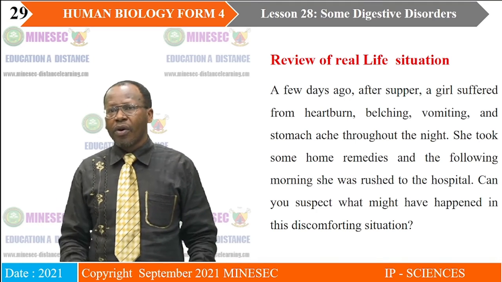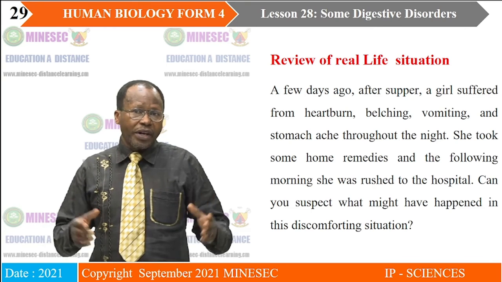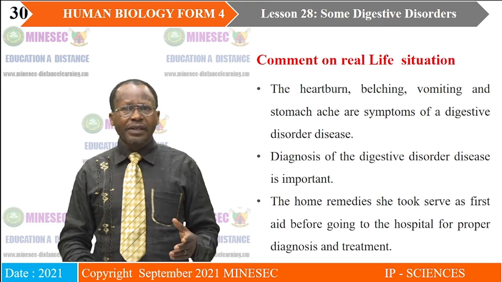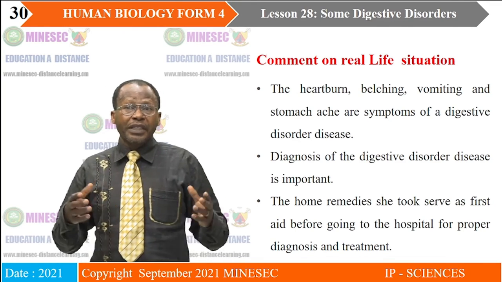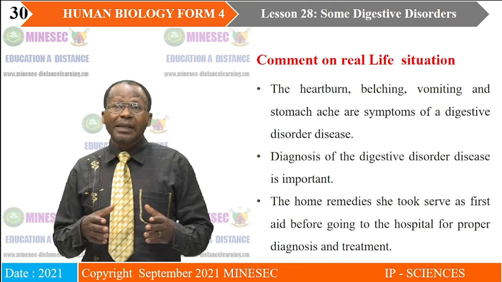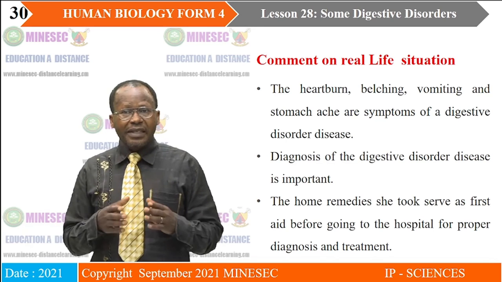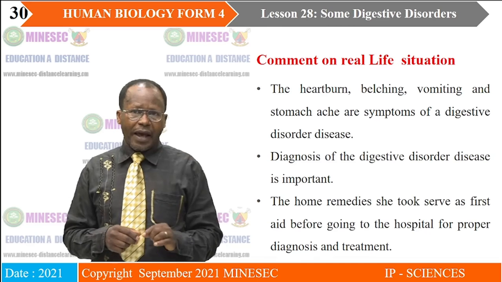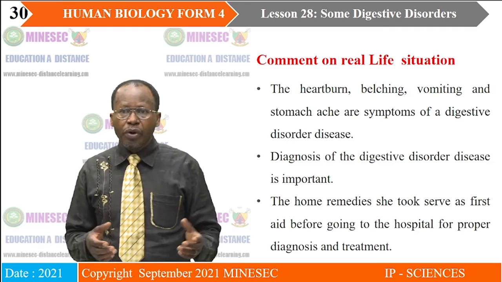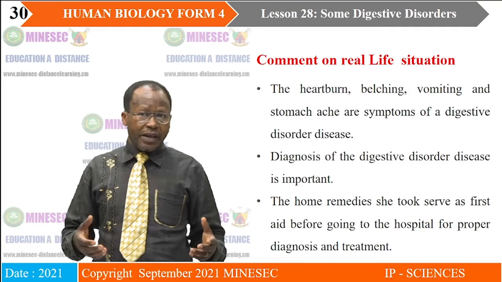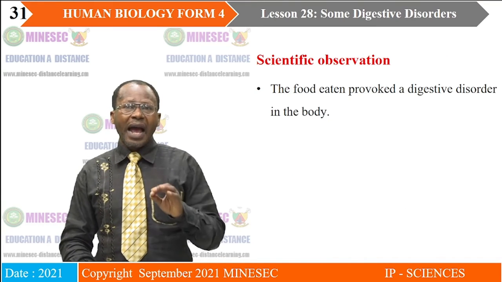where we said that a few days ago, after supper, a girl suffered from heartburn, belching, vomiting, and all the like, and was wondering what should have happened. From this, we can come out with some comments on this situation: the heartburn, belching, and vomiting, along with the stomach ache, are symptoms of a digestive disorder that we have seen. But diagnosis of this digestive disorder is important before you can specify. The home remedies which she took, maybe as first aid, actually gave her some relief. But the following morning, she had to be rushed to the hospital for proper diagnosis and treatment.